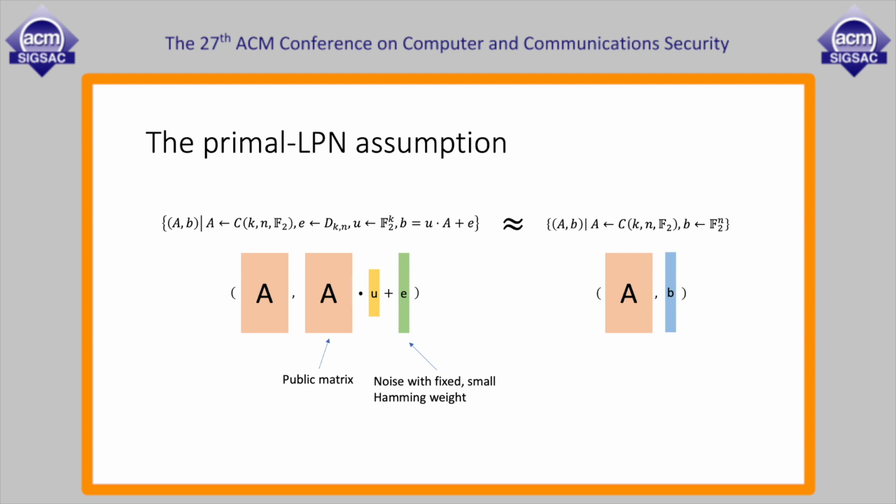The primal LPN assumption can be viewed as the standard LPN assumption. It takes a public matrix A, a random vector U, a noise vector E. E is a sparse noise vector with fixed Hamming weight. The primal LPN assumption states that when we multiply public matrix with the random vector U and add a layer of noise, the result is indistinguishable from a random vector B.